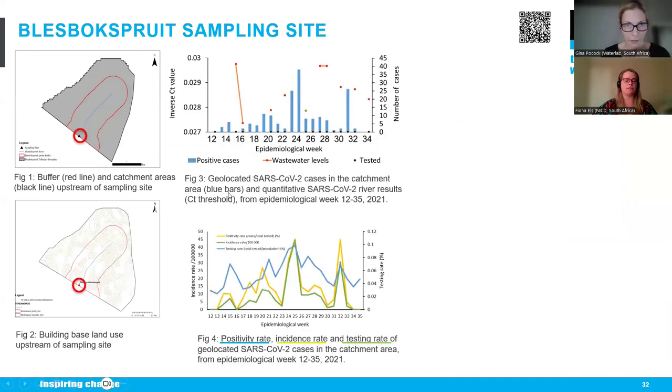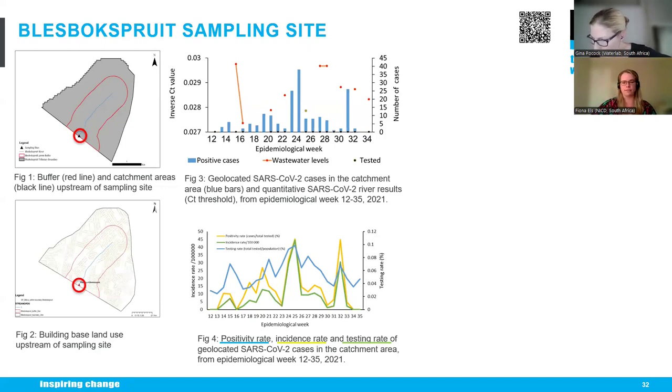So if we look at the results coming from these samples, we mapped out our sampling point here on the left-hand side. Our sampling site was upstream of a settlement. At the bottom left-hand side, you can see that there are densely populated areas around the river. In this wastewater graph at the top, you can see the positive cases plotted against the wastewater cases, and we actually found our SARS-CoV-2 concentrations a little bit higher, mostly over the positive cases. You can specifically see the Delta wave and the Omicron wave. When you look at the bottom graph, you can also see the specific Delta wave and the Omicron wave when you look at the positivity rate, incidence rates, and testing rates.